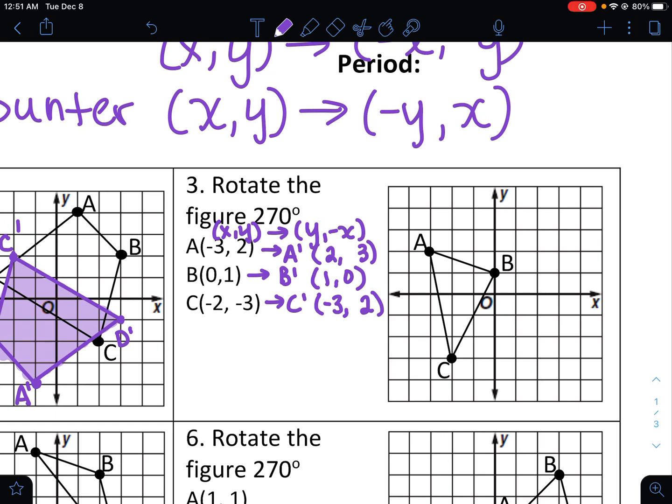A prime is 2, 3. So there's my new A. B prime is 1, 0. There's the new B value. And then C prime is -3, 2. So there is my new C value. I'm going to connect the points.